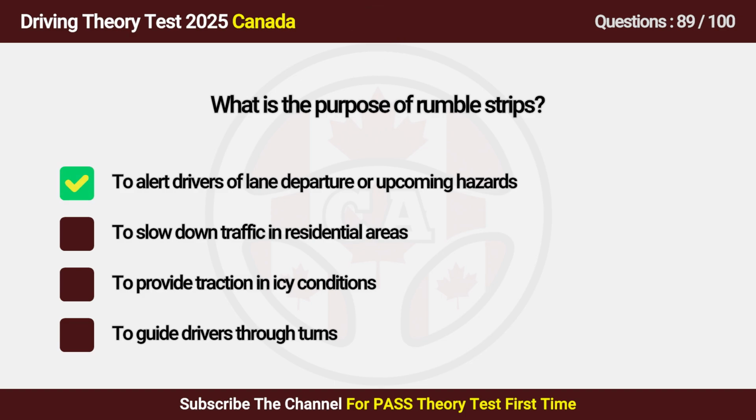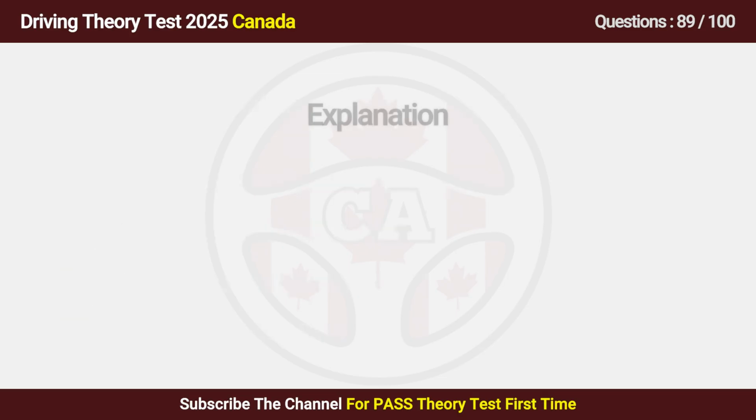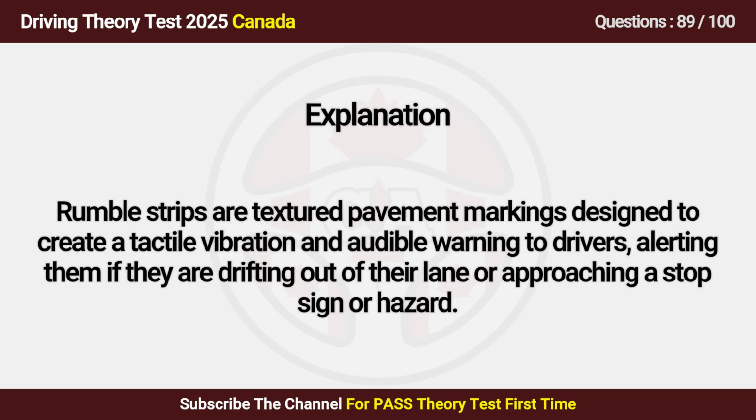Answer is A. To alert drivers of lane departure or upcoming hazards. Rumble strips are textured pavement markings designed to create a tactile vibration and audible warning to drivers, alerting them if they are drifting out of their lane or approaching a stop sign or hazard.